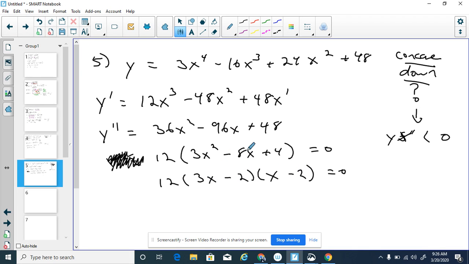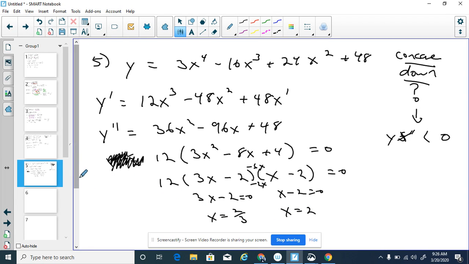All right, so the outer product is negative 6x. The inner product's negative 2x. That adds to negative 8x. That's how I did it. Didn't really do that very fast. It's a little embarrassing, but hey, what are you going to do? This is on the spot live. All right, so set each factor equal to 0. You get x equals 2/3, and you get x equals 2.